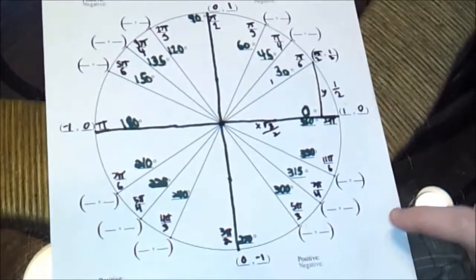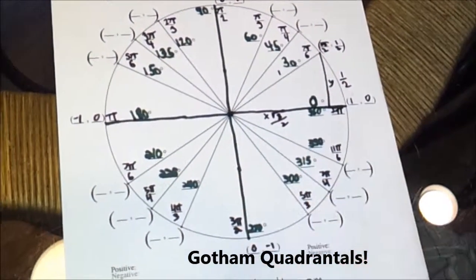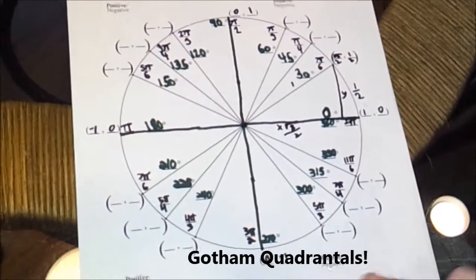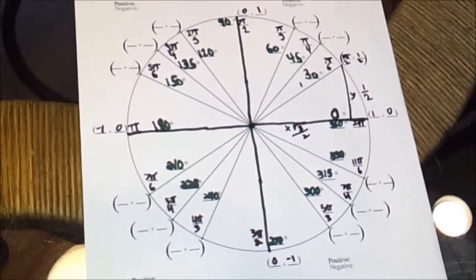Okay, for all the quadrantals, that is at 0 degrees, 90 degrees, 180 degrees, and 270 degrees, there is no perpendicular line that you can drop. There is no way that you can solve for the points in that way that we've been doing.